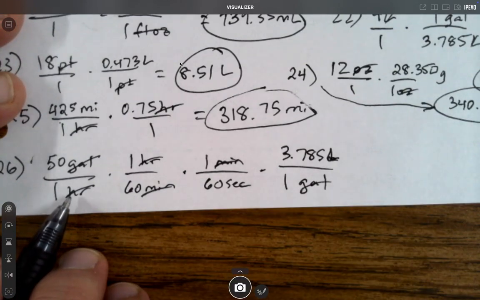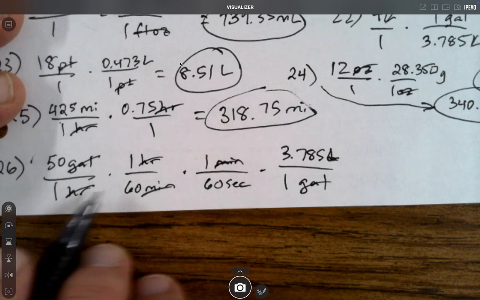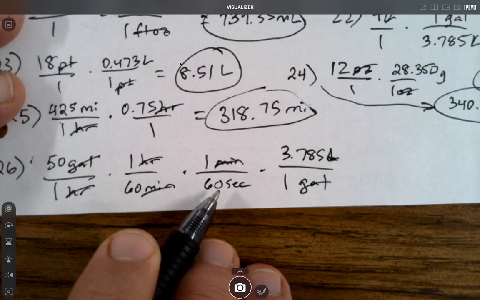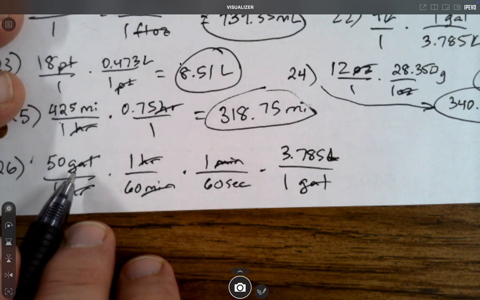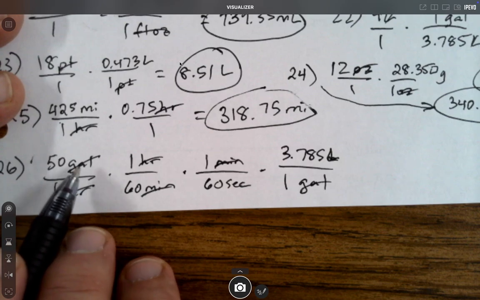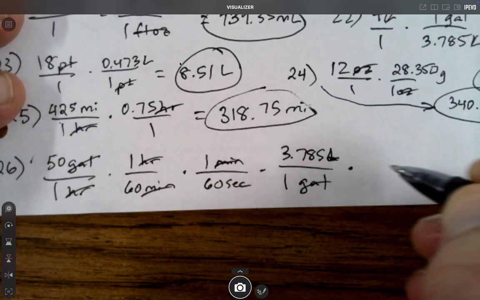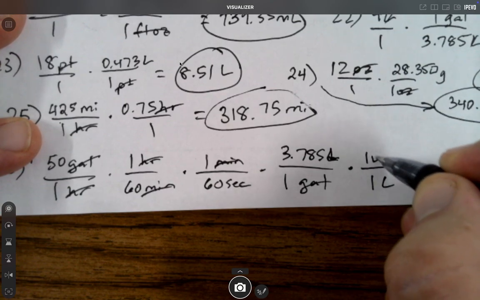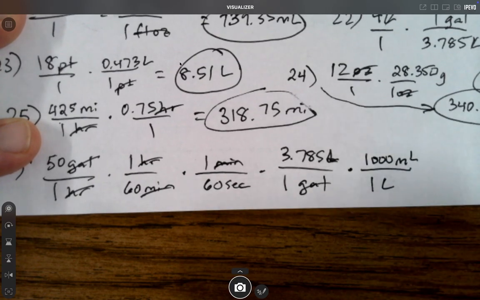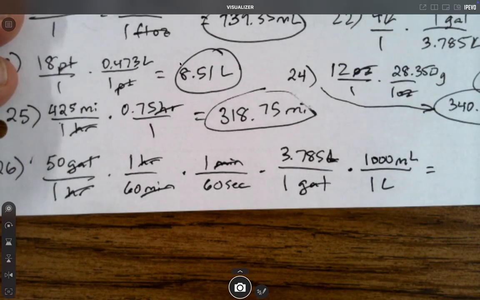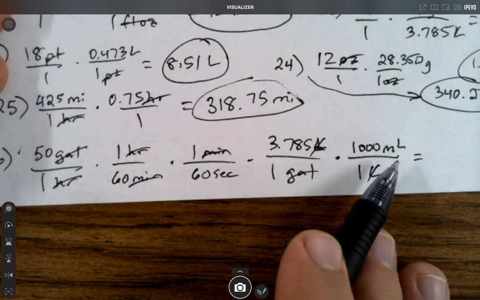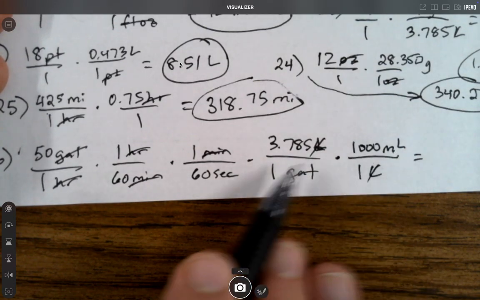So we first converted hours into seconds. We did that by converting hours into minutes and minutes into seconds. Now we're trying to convert gallons into milliliters. So first I converted gallons into liters. Now I'll need to convert liters into milliliters. Well, in 1 liter, there's 1,000 milliliters. So that will allow me to cancel out liters, leaving the only units to be what we want, milliliters per second.